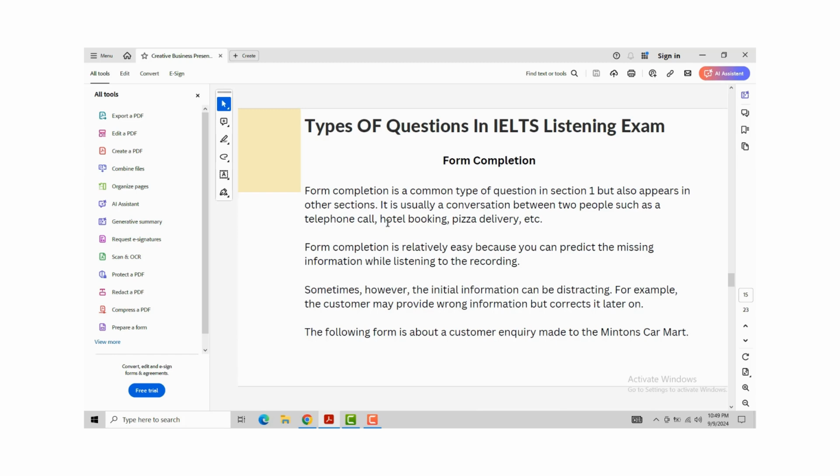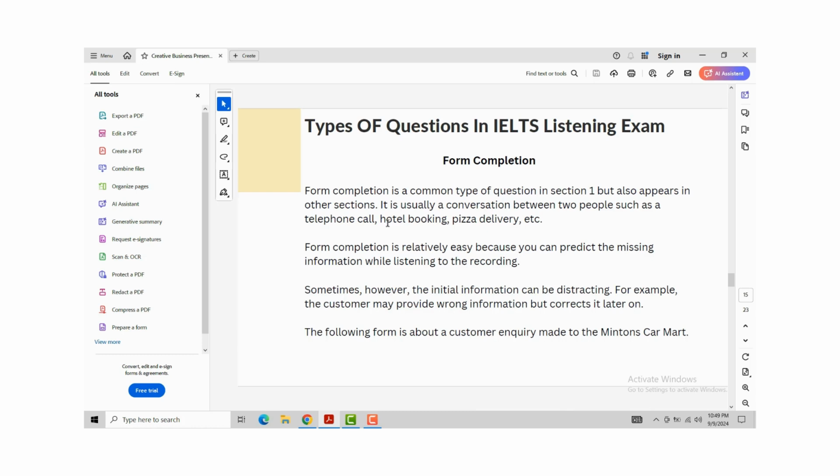However, you have to be very careful not to write the first answer or the first word you hear, because sometimes the speaker provides the wrong information at the start but corrects it later on. And if you write the first information as your answer, then your answer will be incorrect. So you have to listen to the recording very carefully and only write the correct answer.